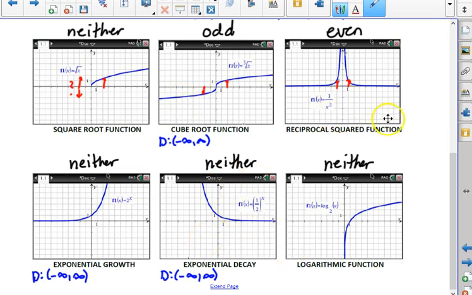So the square root function, we know that if I take the square root of x, x has to be 0 or positive. x can't be negative. So x is only 0 or positive.